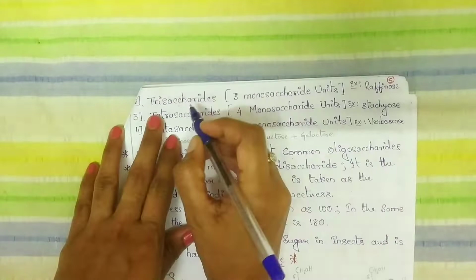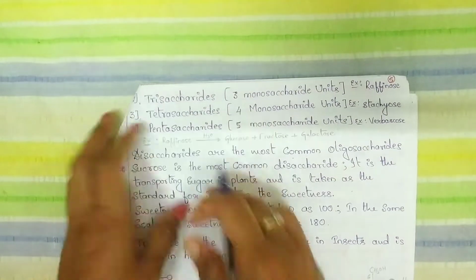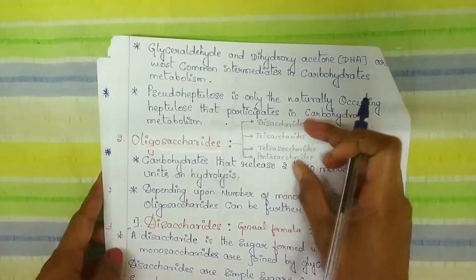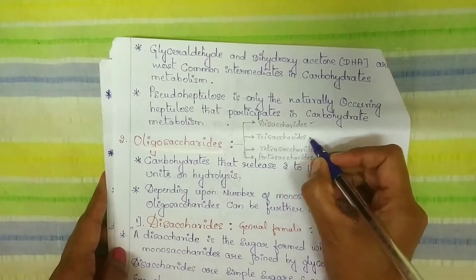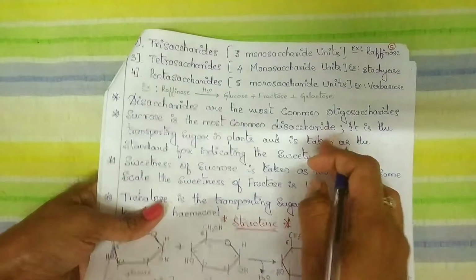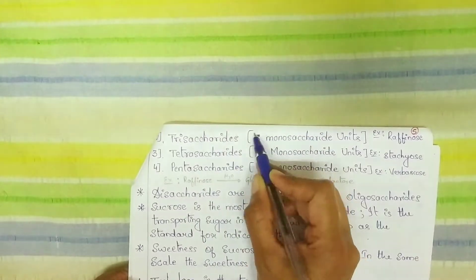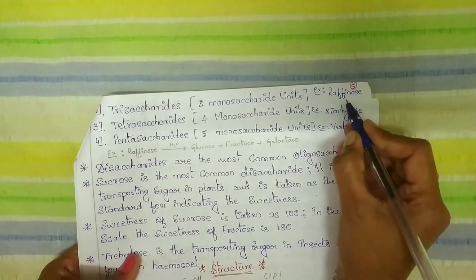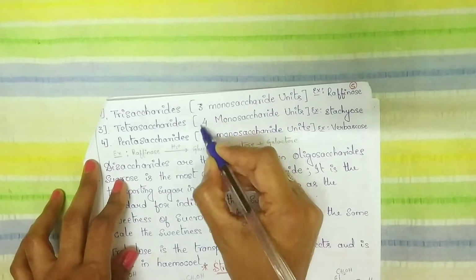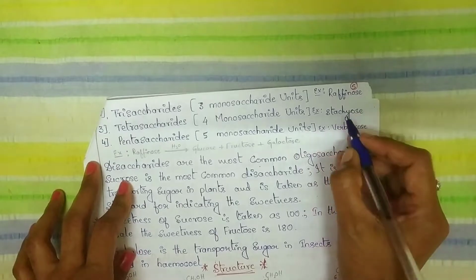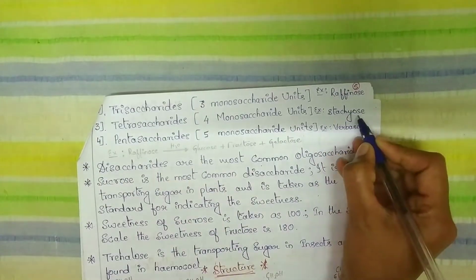As I mentioned before, tri means 3. We are learning about the oligosaccharides, which are again divided into these 3 classes. We completed the disaccharides. Now we are moving on to the trisaccharides. Tri means 3 monosaccharide units are going to be released. Example for that is raffinose. And the next one, tetrasaccharides. Tetra means 4 monosaccharide units are going to be released, and the example for that is stachyose.